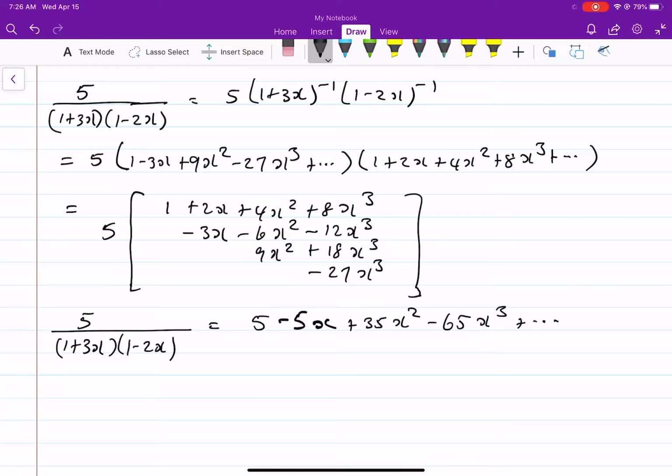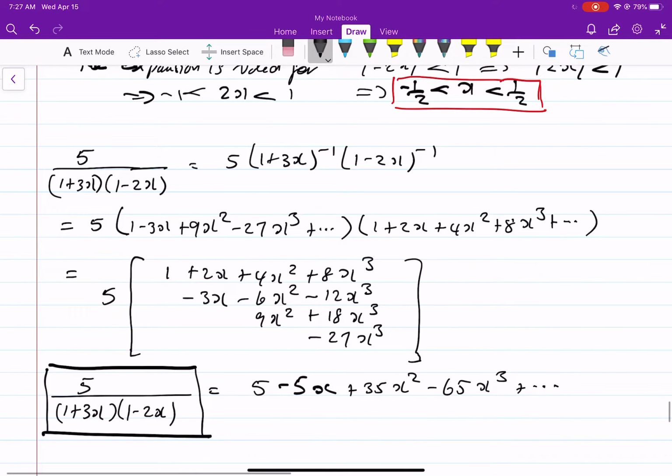So, interesting. That is the binomial series expansion for 5 upon 1 plus 3x times 1 minus 2x up to and including the term in x cubed. Now, not quite finished. What is the set of values of x for which this entire thing is valid? We know the set of values of x for which 1 plus 3x to the minus 1 is valid. And we know the set of values of x for which 1 minus 2x to the minus 1 is valid. But what's the set of values of x for which the entire series expansion is valid? Should I take the bigger range, the smaller range, the overlapping range?